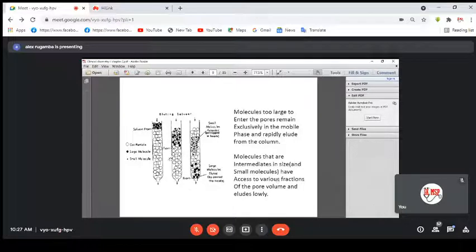Okay, the same here. You see the solvent, it has these gel particles, the large molecules and the small molecules. Here, the small molecules interpose, while the large ones remain exclusively in the mobile phase and are rapidly eluted. So this is the mobile phase. This is a column. It has pores. Gel particles or pores. If you put the mobile phase containing molecules which are large and small, then the small molecules will remain in these pores. And the large molecules will pass with the mobile phase. You understand?